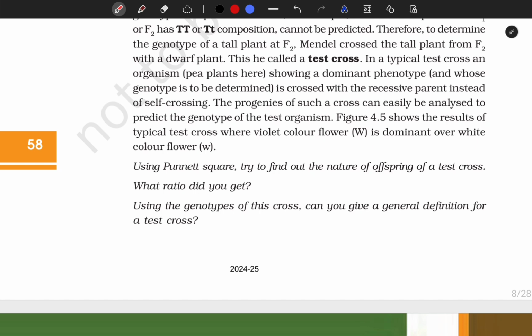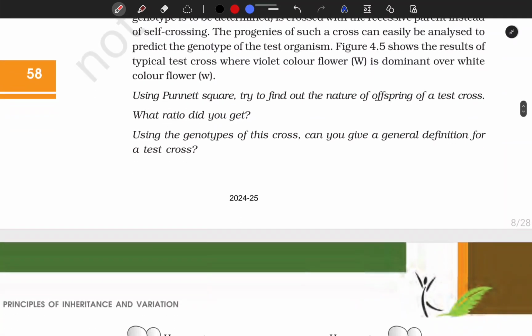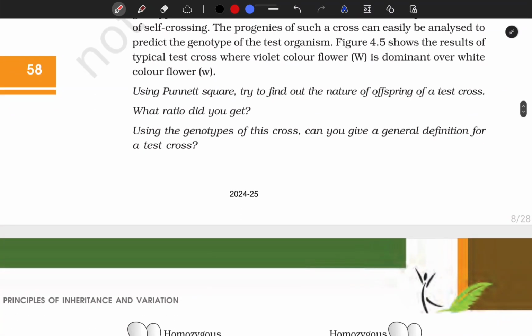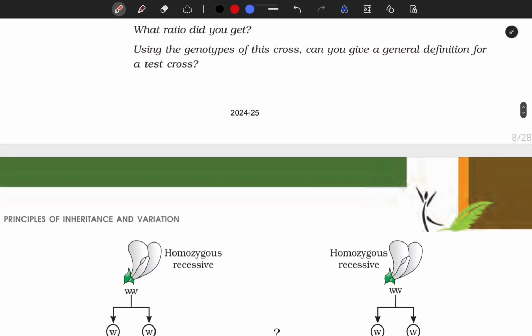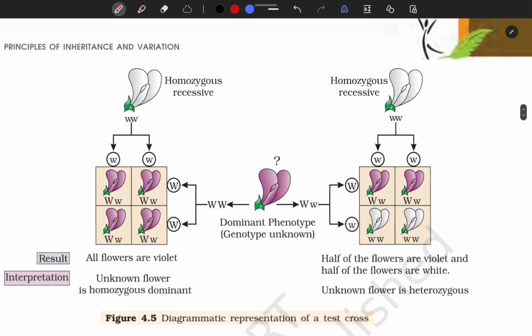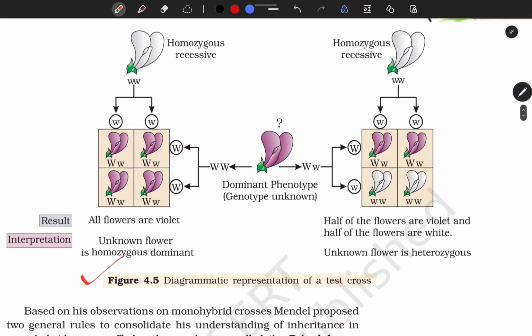Figure 4.5 shows the results of a typical test cross where violet color flower capital W is dominant over white color flower small w. Using a Punnett square, try to find out the nature of offspring of a test cross. What ratio did you get using the genotype of this cross? Can you give a general definition for a test cross? Figure 4.5 shows a diagrammatic representation of a test cross.